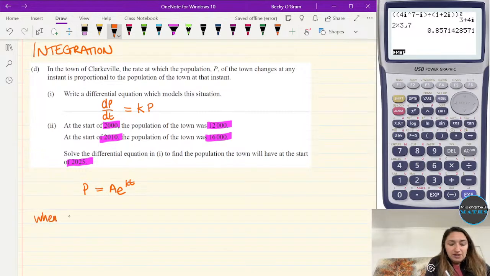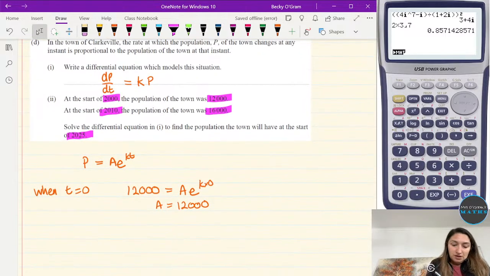Okay, so now when t equals 0, we can use that to work out the values of the constants we don't have. So 12,000 is our population. That's going to be A times e to the k times 0. Well, k times 0 is 0, and e to the 0 is 1. So therefore, A is 12,000. When t is 10 years later, we have a population of 16,000. So that will be 12,000 e to the k times 10, so 10k.